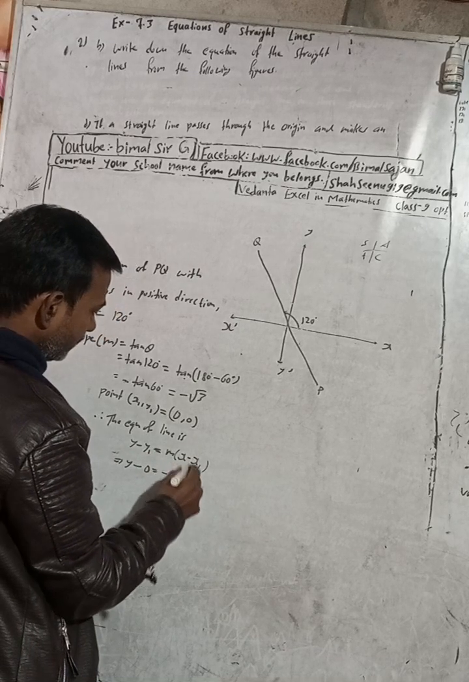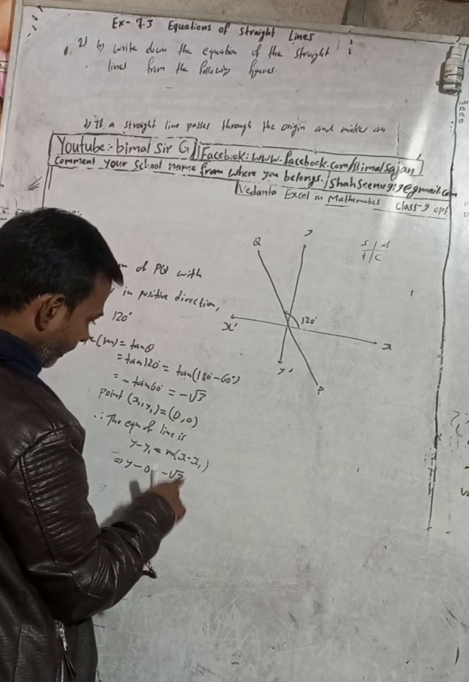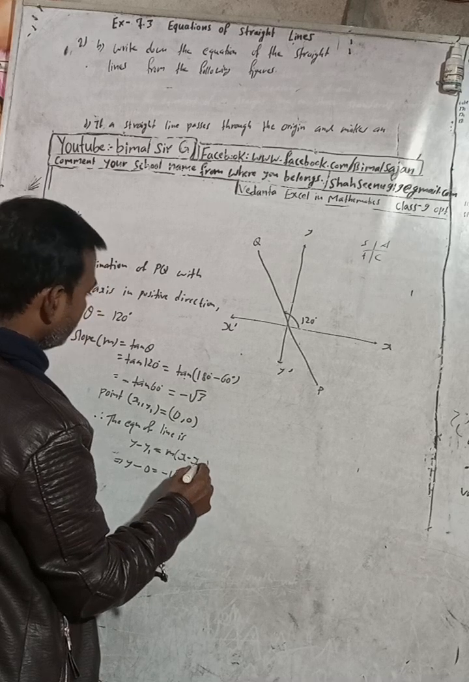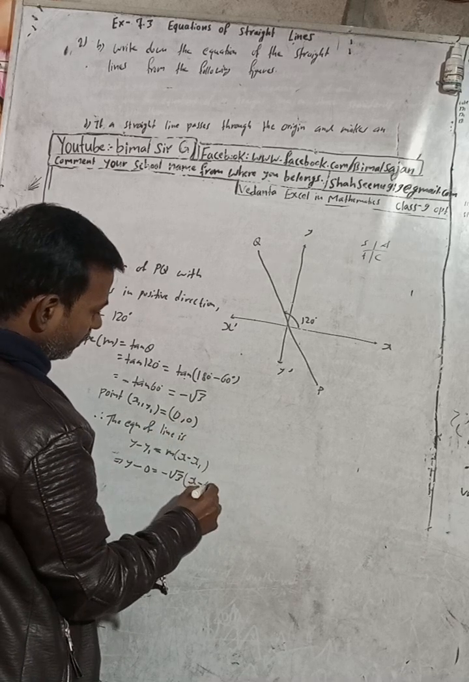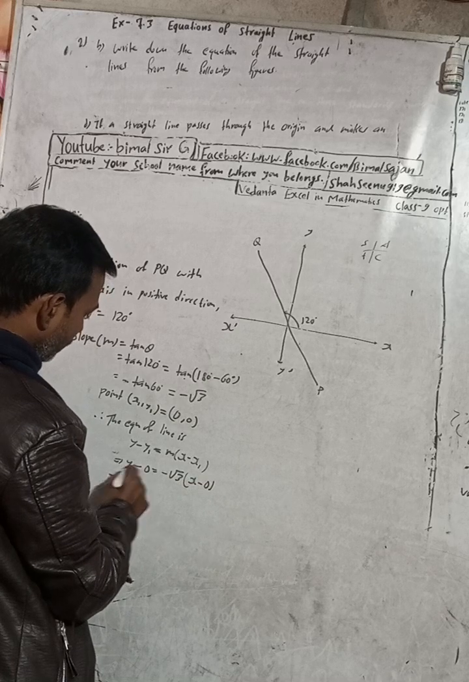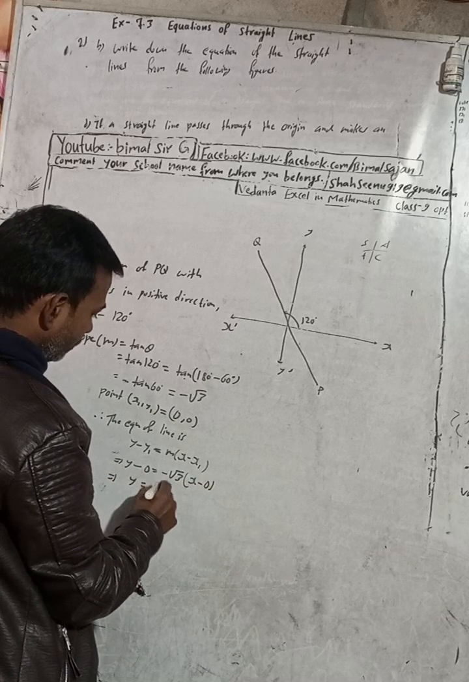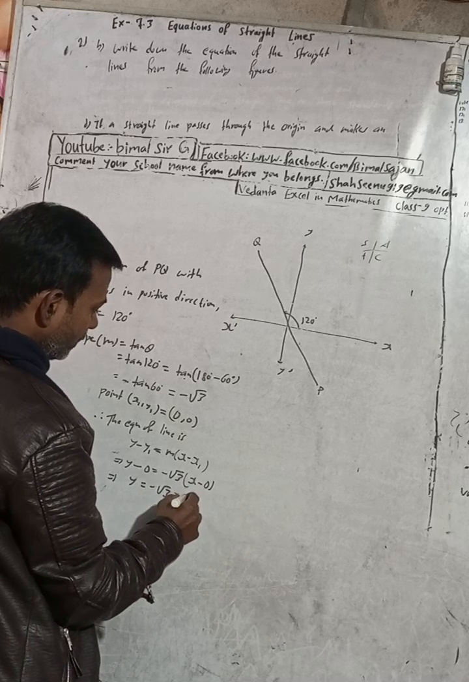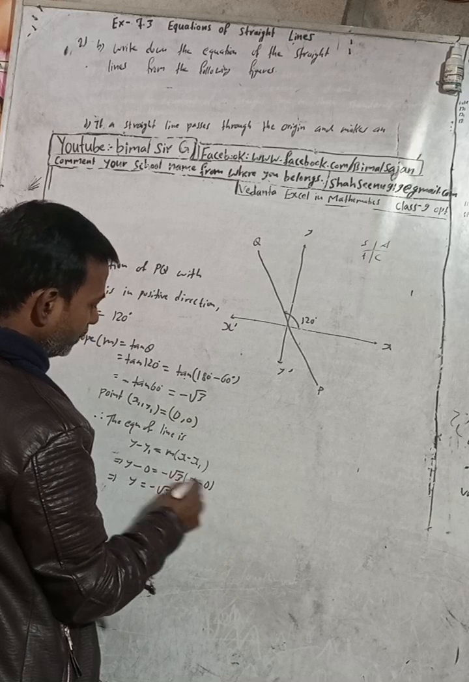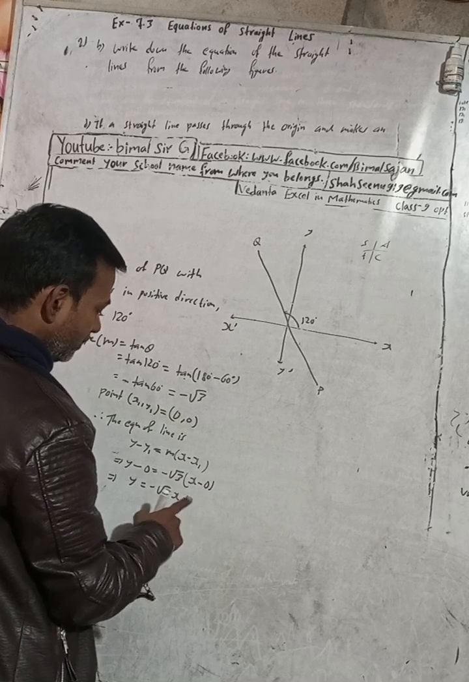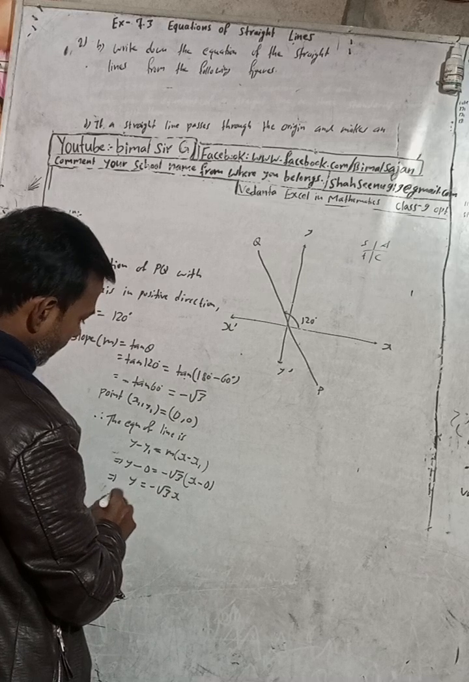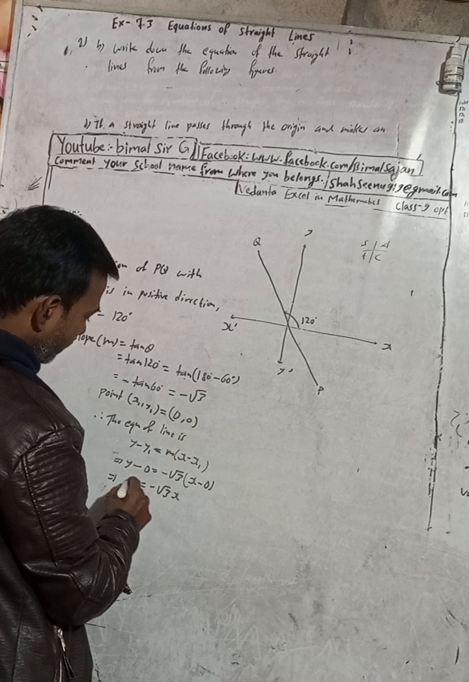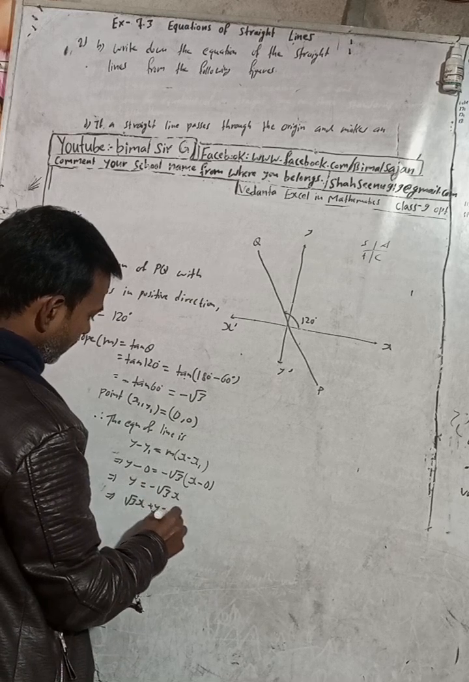This m value is minus root 3, and x1 is here 0, so y minus 0 is y, which is equal to minus root 3 into x, and minus minus will be plus, and minus root 3 into 0 will be 0 only, so it is your choice whether to write it or not. Now minus root 3x we can write on this side as root 3x, and plus y is equal to 0.